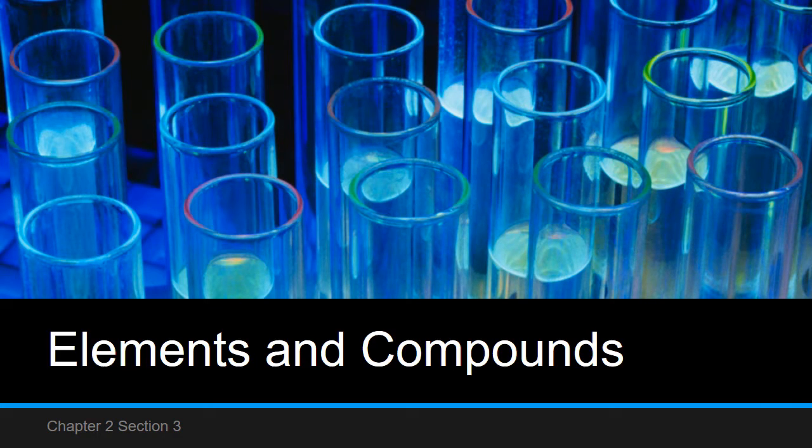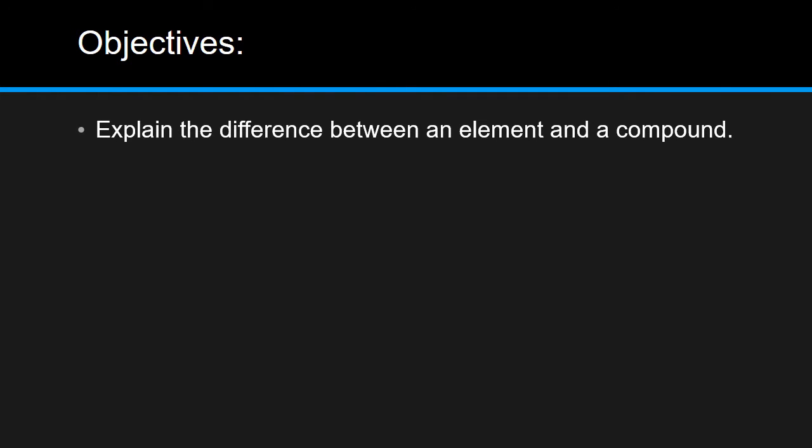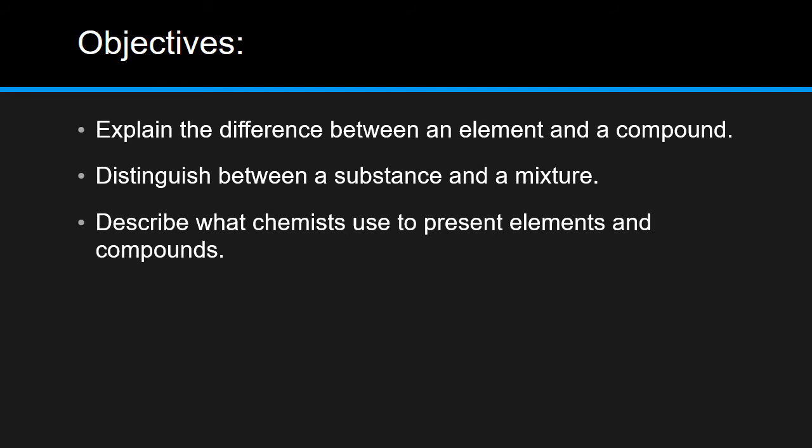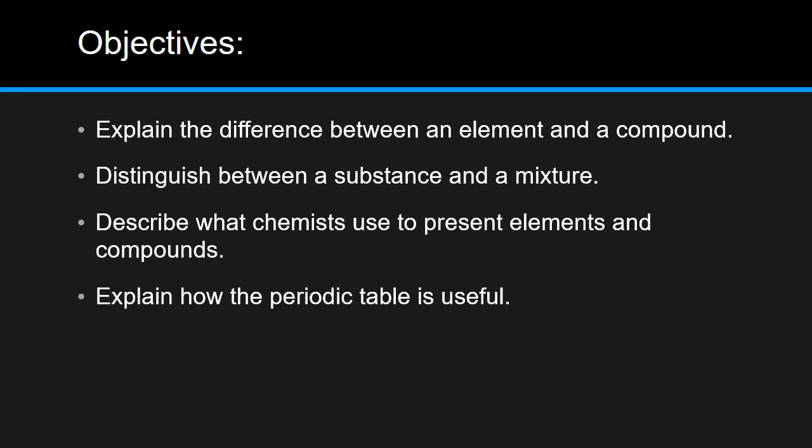We're going to talk about elements and compounds today. This is chapter 2, section 3. So your objectives: explain the difference between an element and a compound, distinguish between a substance and a mixture, describe what chemists use to present elements and compounds, and explain how the periodic table is useful.